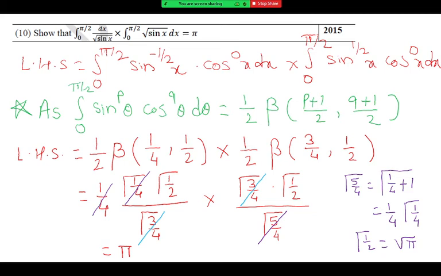So, the important part: in limits 0 to pi/2, when sine or cosine have a fractional power, it is better to go for a beta, the trigonometric form of the beta there. Done, sir? Done? Okay, good.